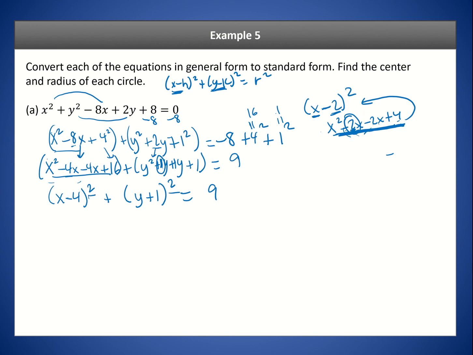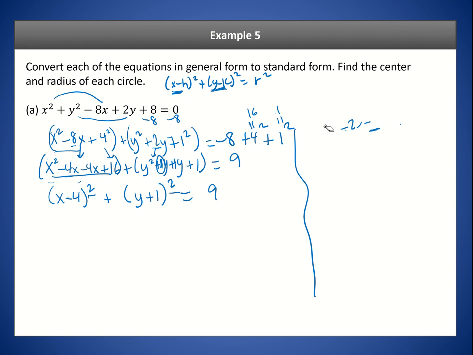So let me go ahead and give you the guidelines here. The guideline here is if you want to complete the square, you got to get all the x's on one side. Okay, so let me do it off to the side here just to show you the shortcut now. So now that we know how to do it, let's show you the shortcut. We got x squared minus 8x, and then we got the y squared plus 2y.